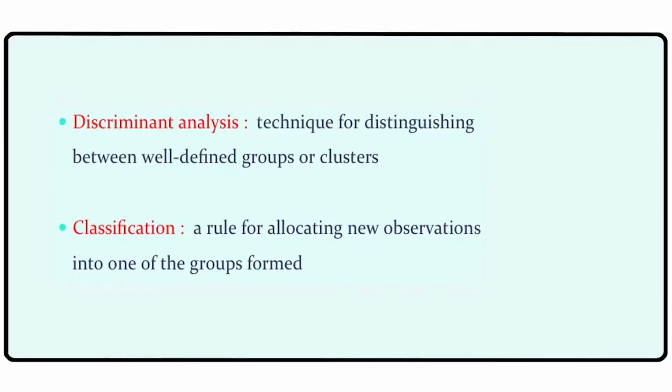In fact, when we actually do discriminant analysis and classification, the distinction between these two becomes a little bit fuzzy. So one leads to the other, therefore we'll be looking at them simultaneously, and once we have a classification rule, this rule itself can be used as a discriminating factor between the different groups.